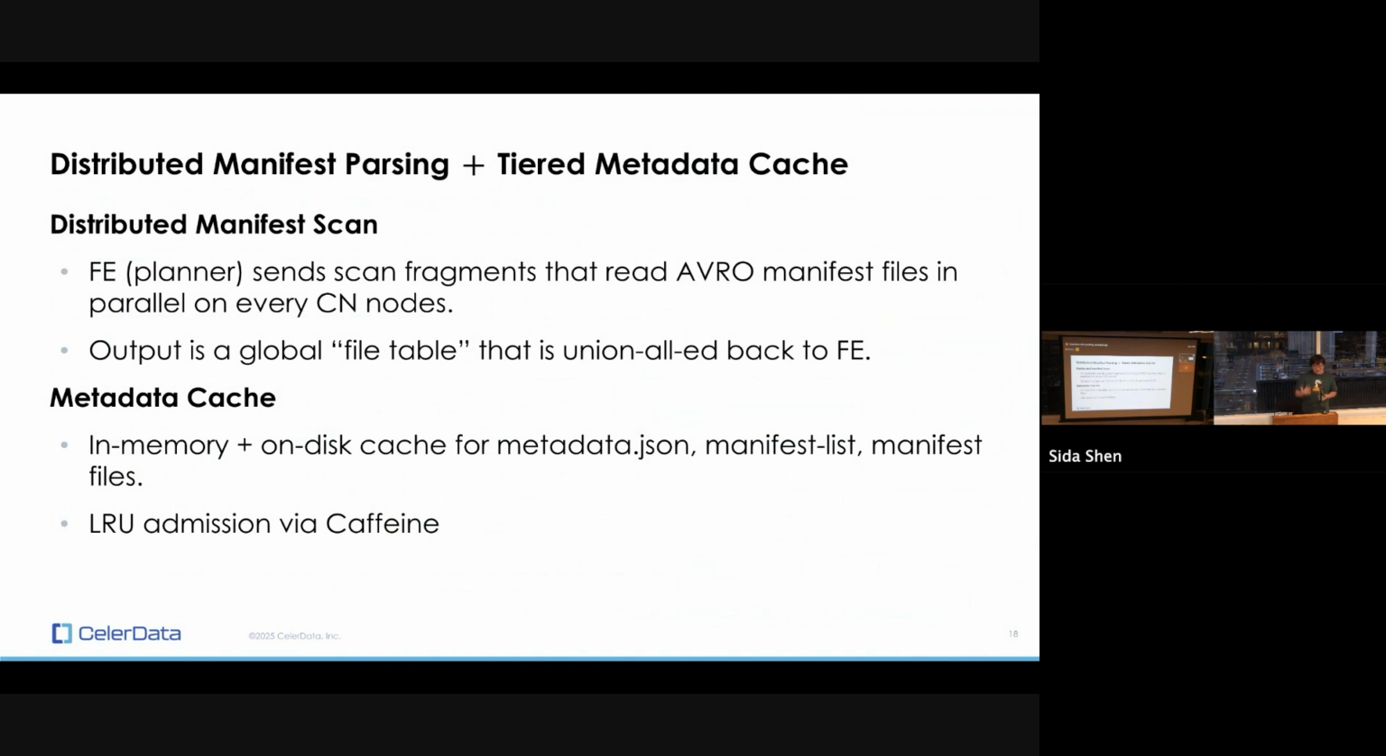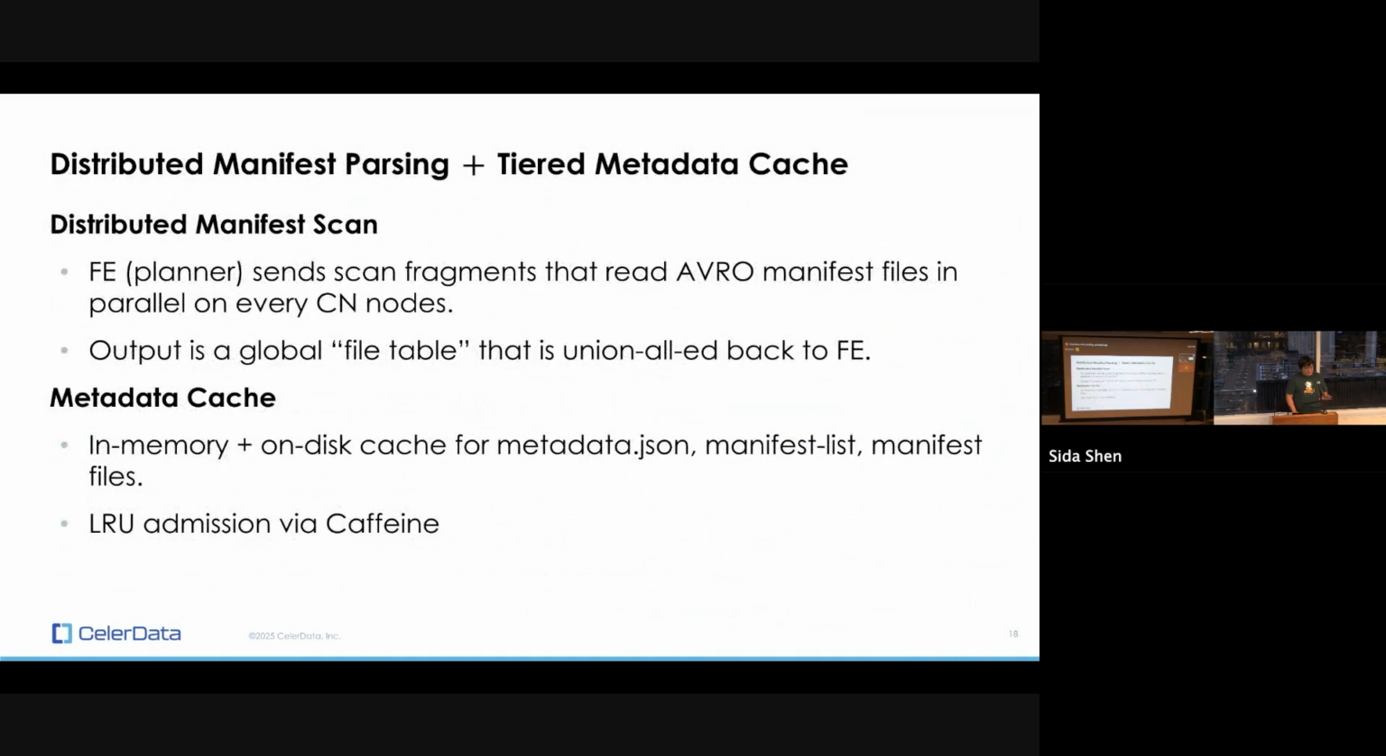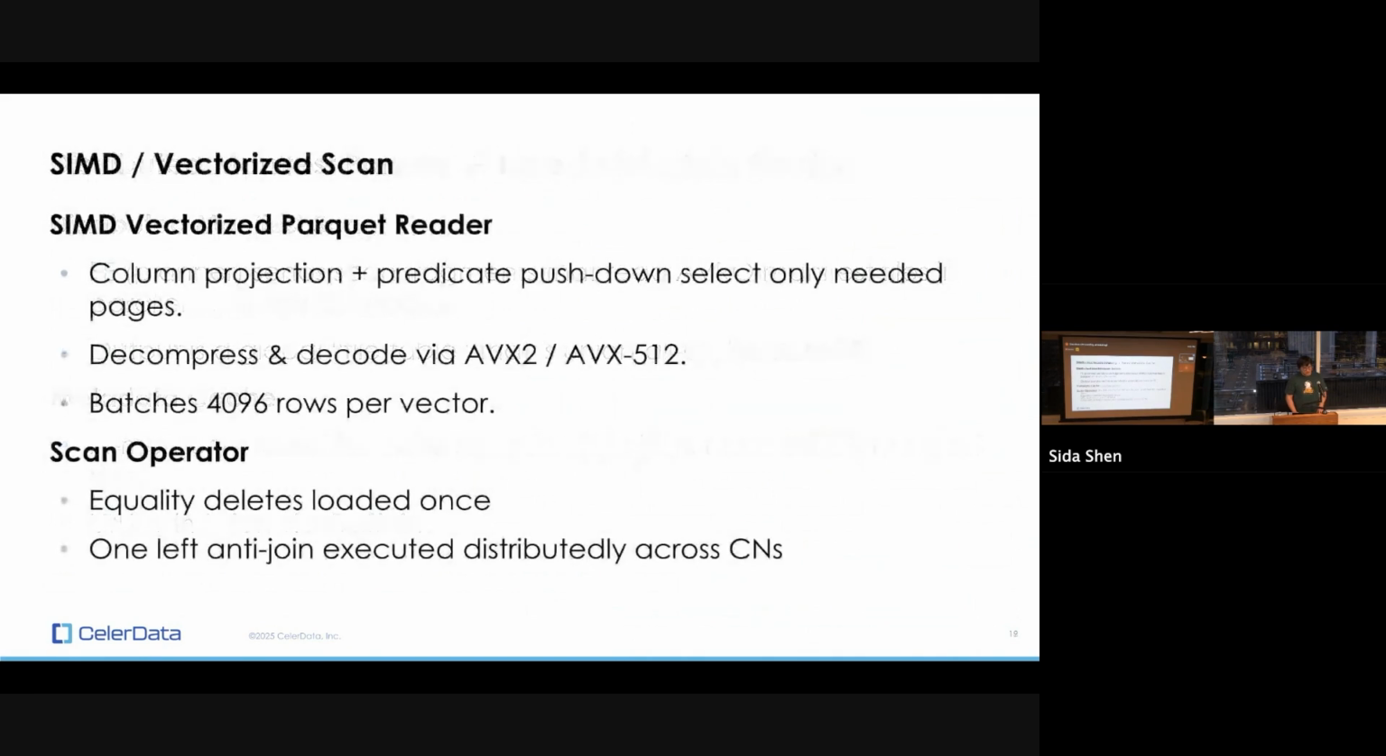And then we also built a metadata cache, which is both in memory and on disk, right, for all of the metadata tree of Apache Iceberg, right? We even cache some of the already deserialized manifest files, right, to make them even faster, right? And also has an LRU eviction policy, right, to make sure that the cache is always hot. So this is metadata handling and query planning, right?